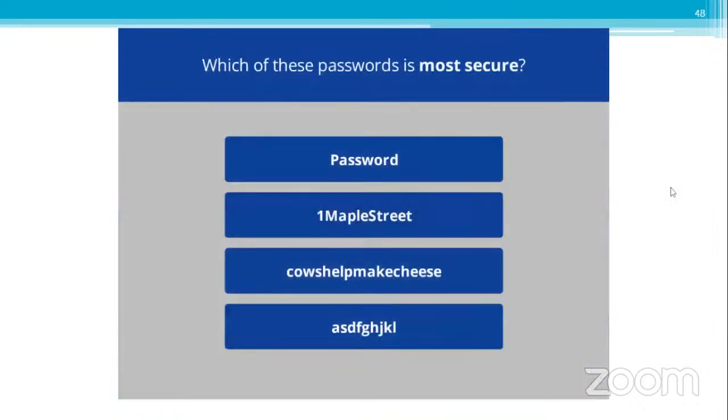Next assignment. Which of these passwords is the strongest? One Maple Street. Cows help make cheese. ASDFGHIJKL. Yes, James? Yeah, password number 1 is more secure. Number 1, One Maple Street. Good. Who else?